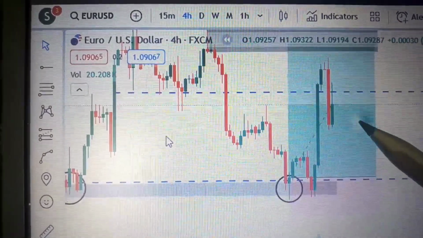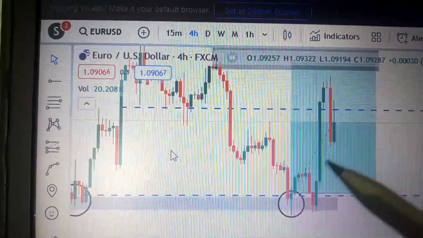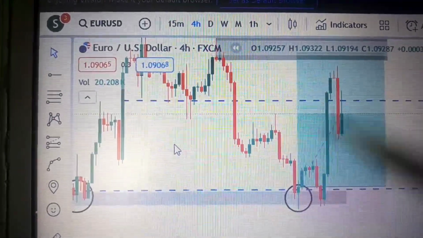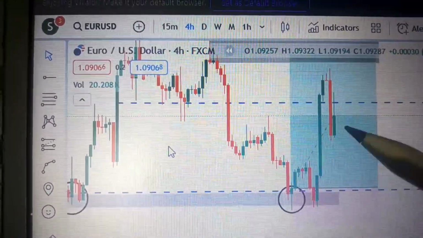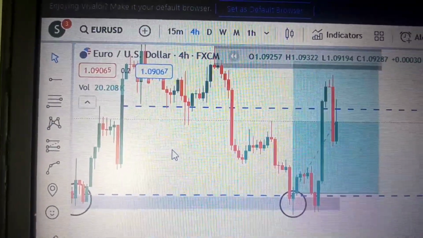So if it is an uptrend, we support buy. If it's a downtrend, you just go with the market, because at the end of the day, we are small traders and we can never move the market.